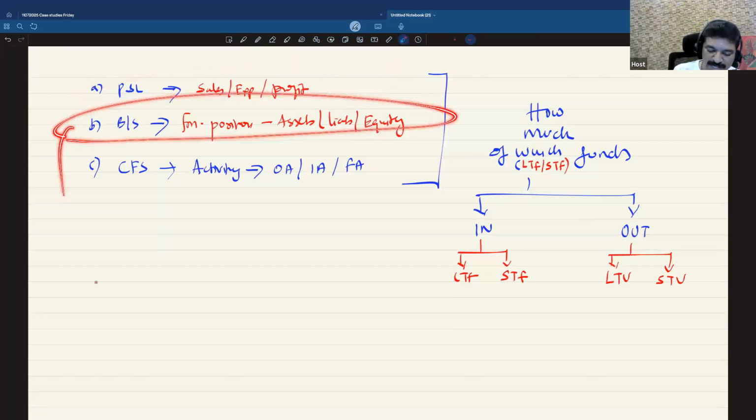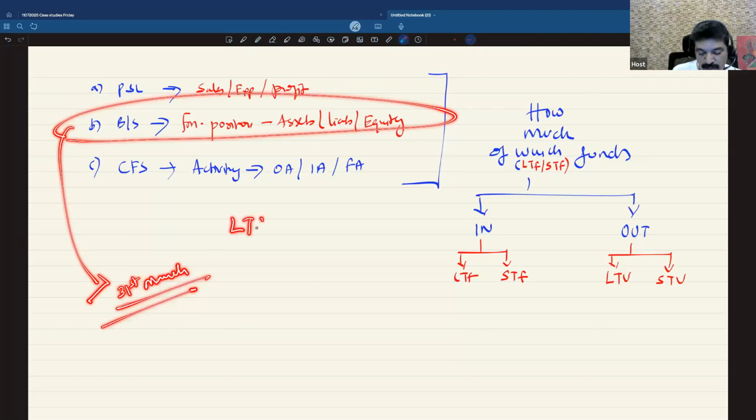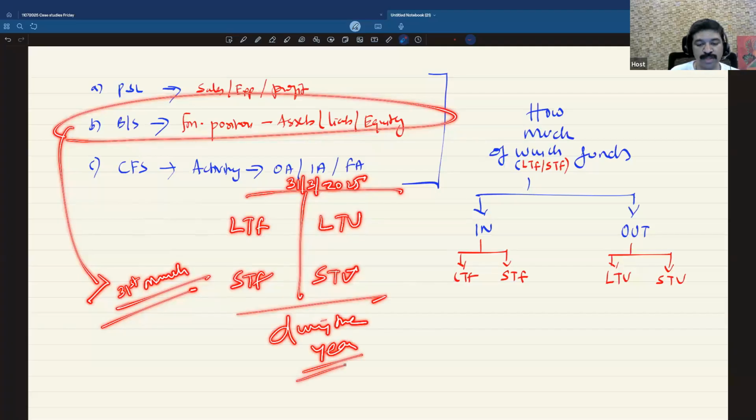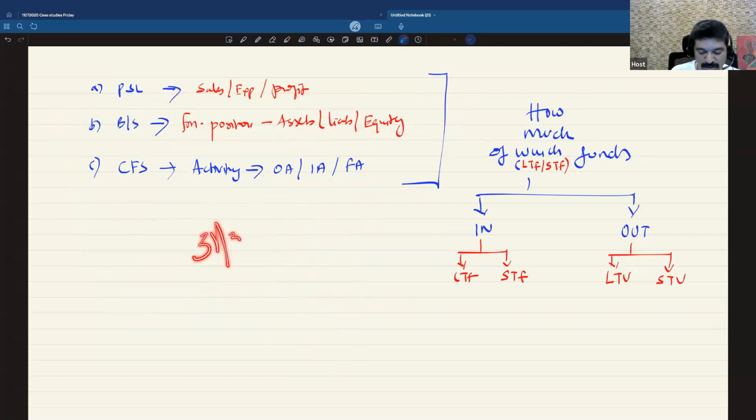Balance sheet will give you only a snapshot as on 31st March. Maybe by looking at the balance sheet, you may be able to identify what are the long-term funds, what are the short-term funds, what are the long-term uses, what are the short-term uses. But the problematic part is this is only as at 31st March 2025. You will not know what happened during the year. You will just get a snapshot as on 31st March 2025.